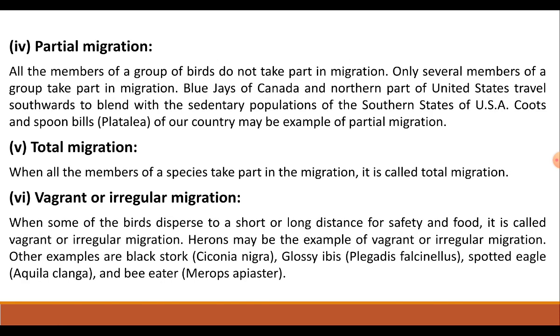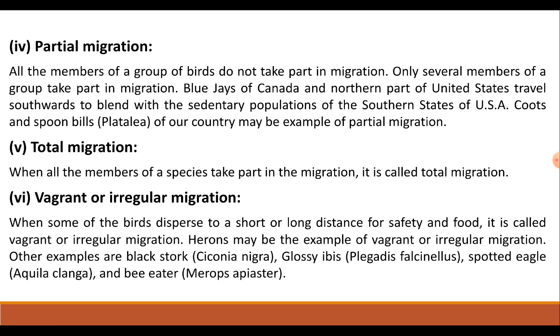When you see the partial migration, not all the members of a group of birds take part in migration, only several members of a group take part in migration. That is, for example, blue jays of Canada and northern part of the United States travel southwards to blend with the sedentary populations of the southern states of USA. Coots and spoonbills of this country may be given as examples of partial migration. Total migration means when all the members of a species take part in the migration, it is called the total migration.